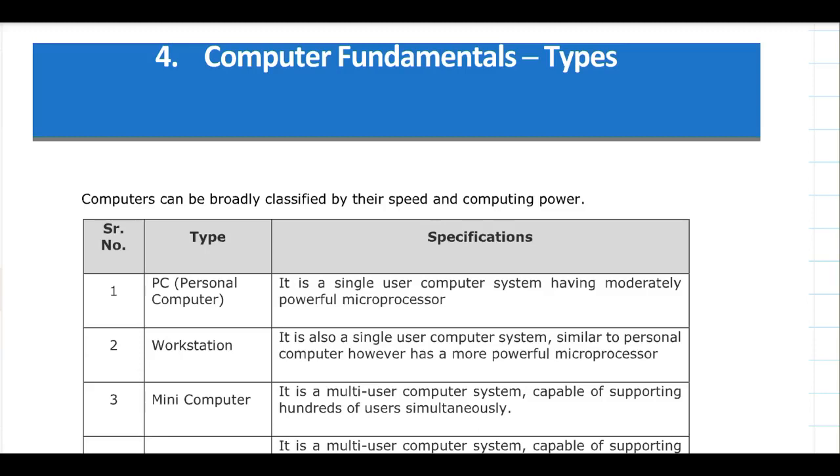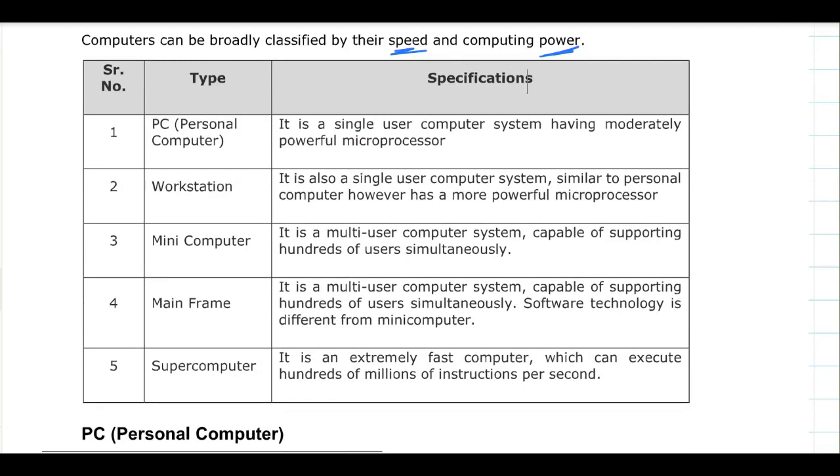So this section discusses computer fundamentals or computer types. Under the computer types, we are going to classify computers generally by their speed and their computing power. We have 5 initial classifications. The first one is what we have already met, that classifies computers as personal computer. This is a single user computer system having moderately powerful microprocessor.